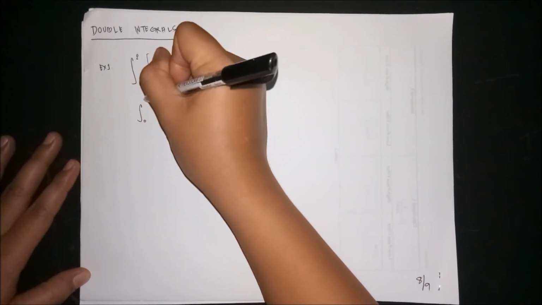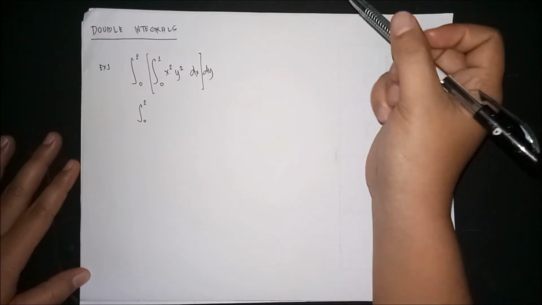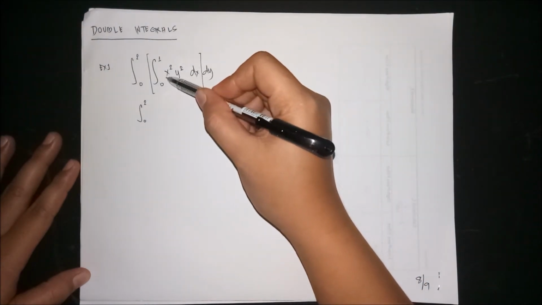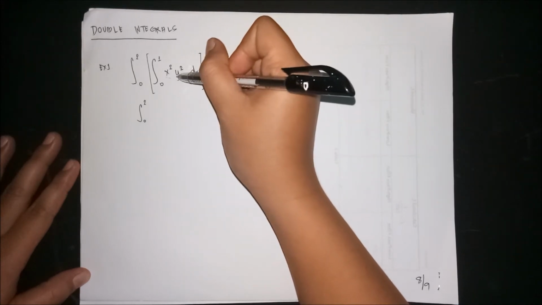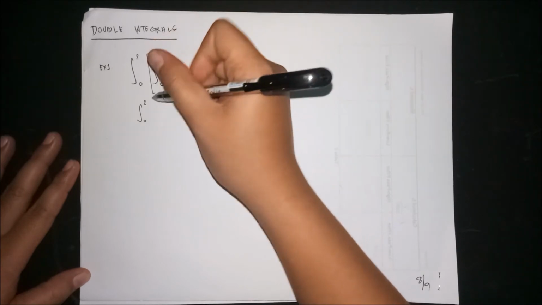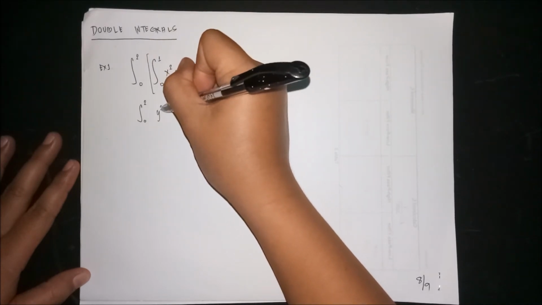I'll write the limits 0 to 2. And then, what would be the integral of this one? Class, this is held constant. Sorry, this one. This is held constant because we're integrating in terms of x. Alright? So I'll just write the y squared.